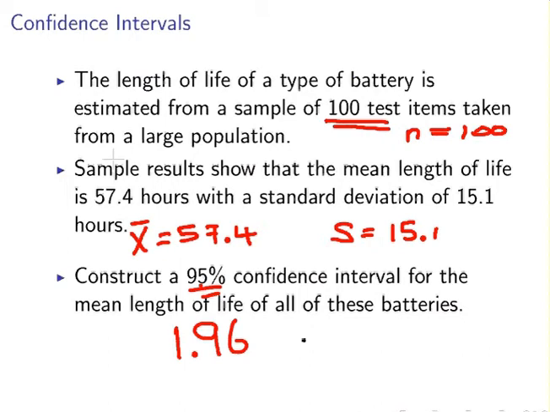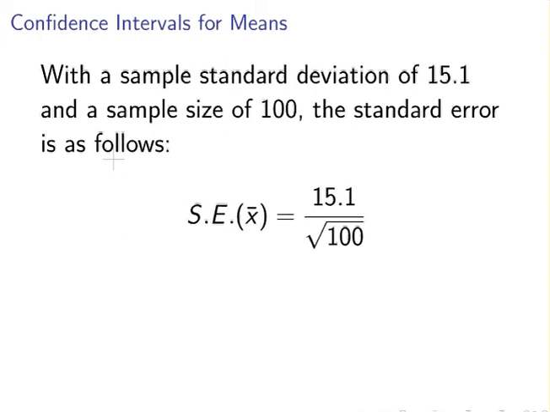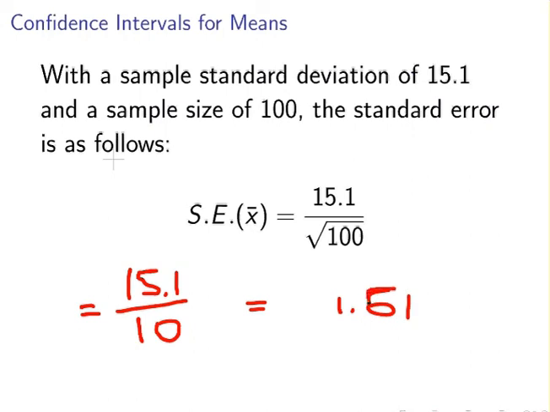So first off what we have to do is compute the standard error. So we have S equals 15.1 and the sample size is 100. So it is 15.1 divided by the square root of 100, that is 10, and that is simply equal to 1.51. So sorry, it's a 5 there. Let's redo that. So 1.51 is the standard error.